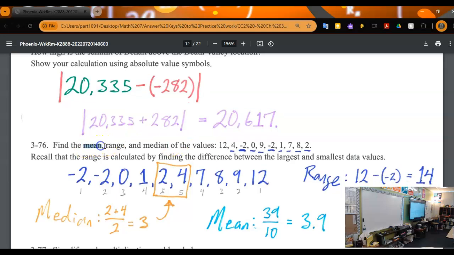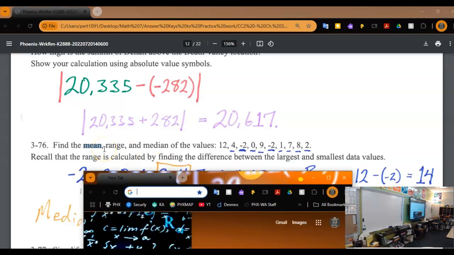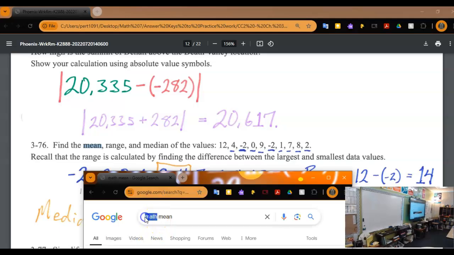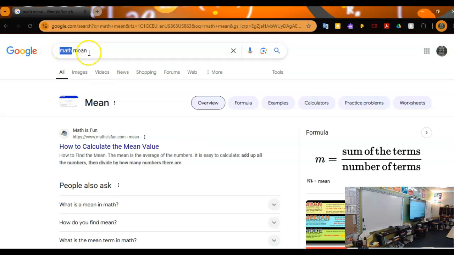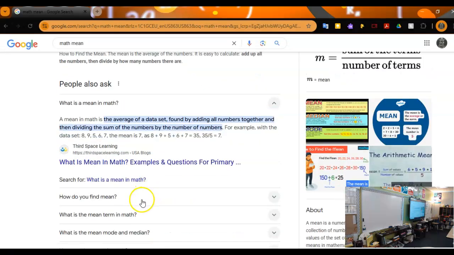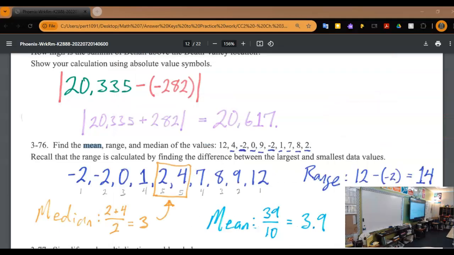What does mean mean? Anyone tell me the other word that we can use for it, the mathematical mean? Soul? Yeah, it's the average. And if you're doing homework and don't know what something means, guys, you can go to homework help or you can do a Google search. If you want to make sure you're getting results related to math, search math and then whatever you want. What is mean in math? How do I find mean? Use your resources. Do not just give up.